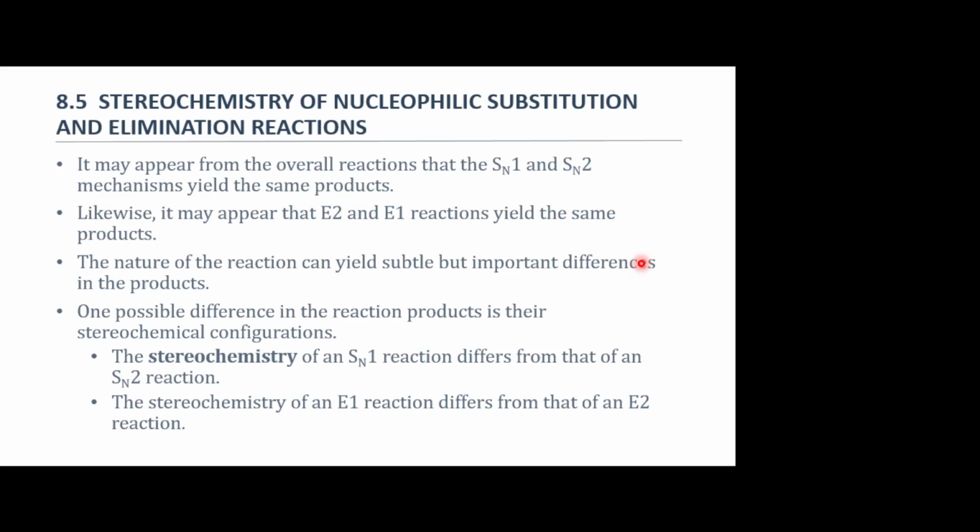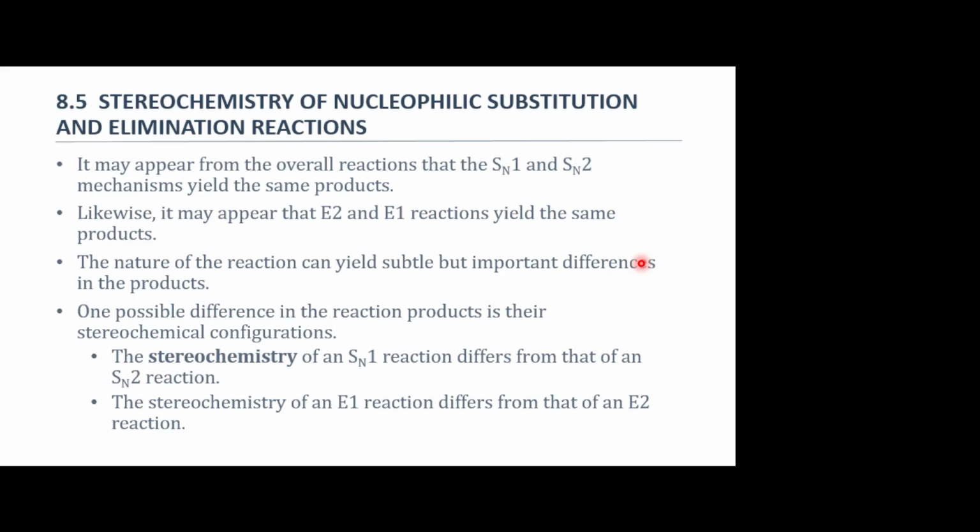So it may appear from overall reactions that the SN1 and SN2 mechanisms yield the same products. In fact, a lot of the reactions we've talked about so far have at least one of the products for the SN1 that is the same as the SN2. Likewise, it may appear from the outside that the E2 and E1 reactions yield the same product. But the mechanism can still be different, right? The way you got there can still be different. Like there's 3 different facilities that make this phone here. It still ended up in my pocket, right? So the exact mechanism can give you the same products.